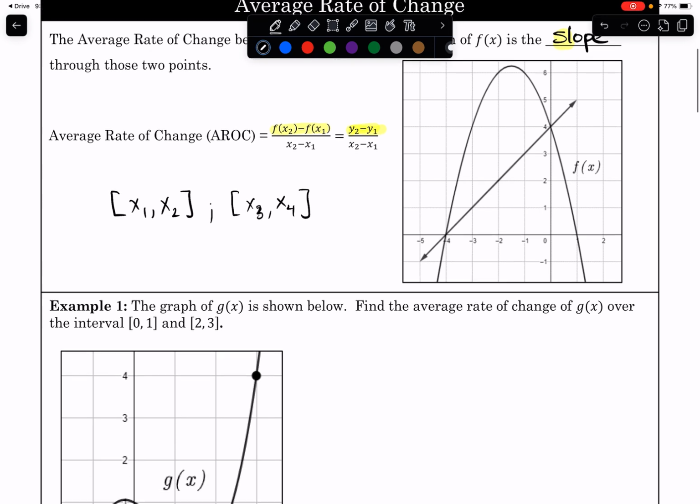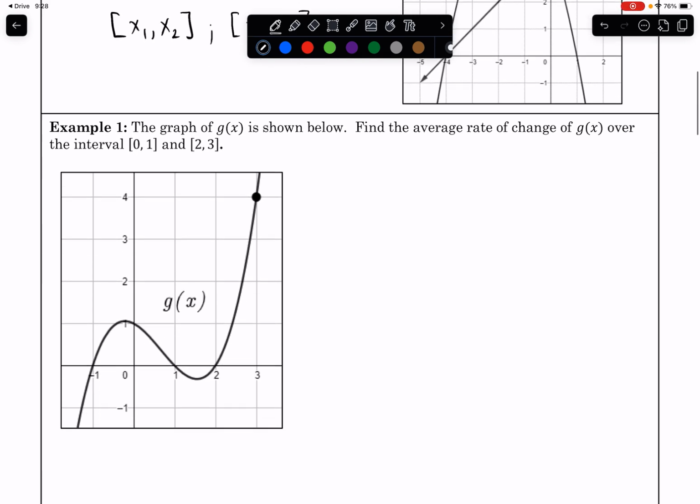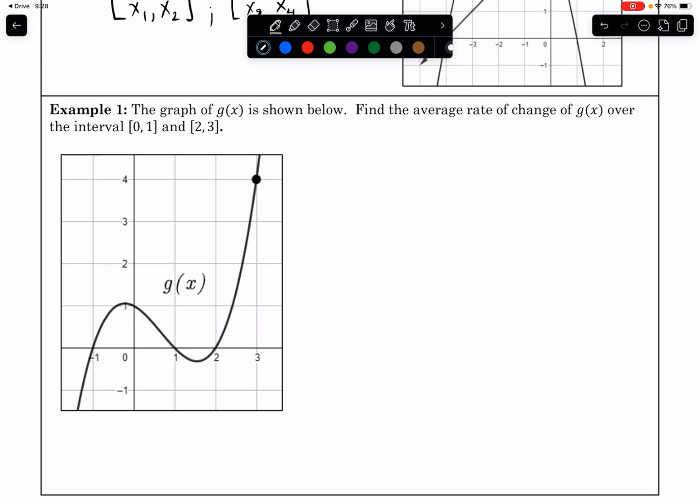So in the first one that we have right here in example 1, the graph of g of x is shown below. Let's find the average rate of change of g over the intervals [0, 1] and then [2, 3]. So we're going to first look at how this graph is changing between the x value of 0 and the x value of 1. If I plot those at 0, we have a point right there. So this is the coordinate (0, 1), not to be confused with the interval [0, 1]. This and this are not the same thing. This right here is referring that we're going from the first x of 0 to the second x of 1.